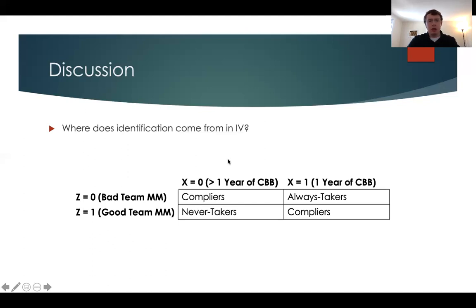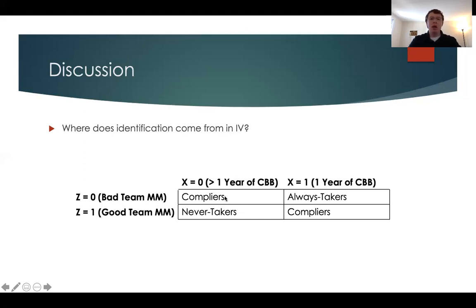In the instrumental variable setting, players that spend more than 1 year in college because their team was bad in the tournament would be considered compliers. Players that spend only 1 year in college basketball when their team has a good tournament would also be considered compliers. We might call those players that spend more than 1 year in college, even if their team is good, never takers. And we might call those players that spend only 1 year in college basketball, even if their team has a bad NCAA tournament, always takers. So the always takers are those players that are going to go pro no matter what. The never takers are those players that are going to spend more years in college no matter what.